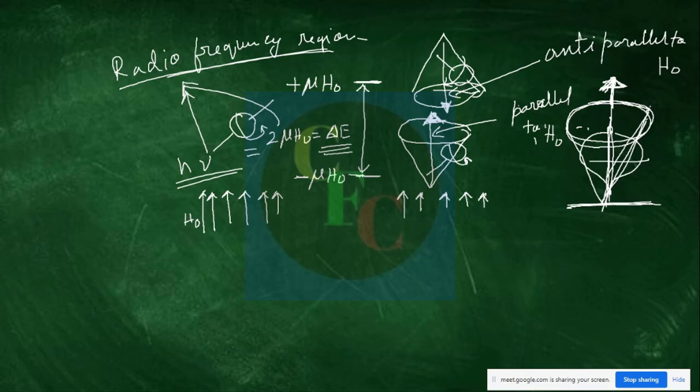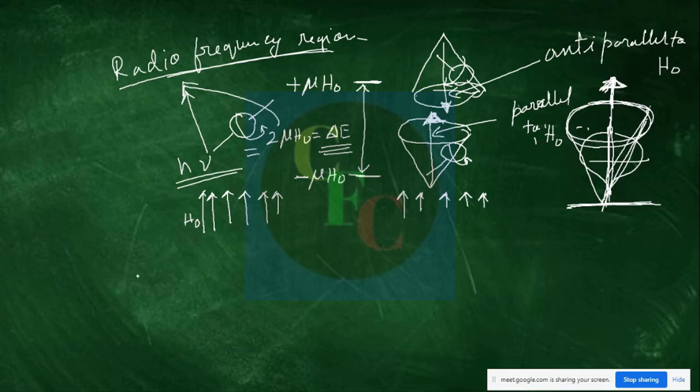So this is how we can observe NMR. This is the basic theory of NMR. But one difference with other spectroscopy is, in the absence of a magnetic field, there is no splitting. There is no energy level difference between these two energy levels.